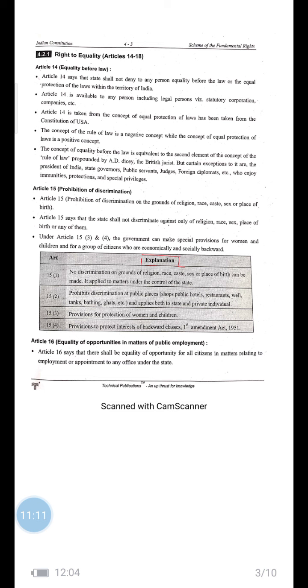Then Article 15 subsection 3 is a provision for the protection of women and children, and Article 15 subsection 4 is a provision to protect the interests of the backward areas and castes.